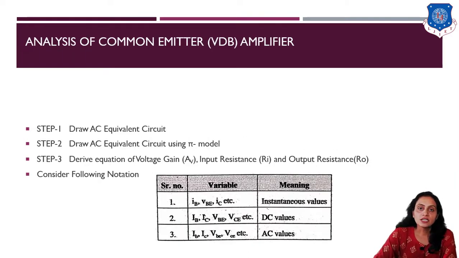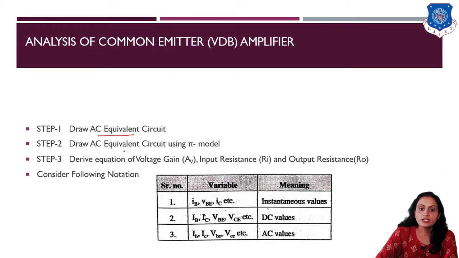So these are the steps we need to follow while doing the analysis of any amplifier. Step 1 is to draw the AC equivalent circuit. First we need to draw the AC equivalent circuit for the amplifier, and while drawing it we will short circuit the capacitors.